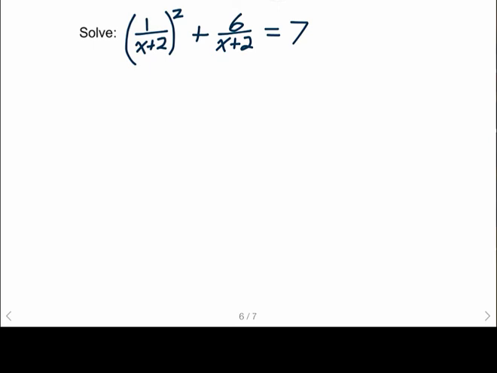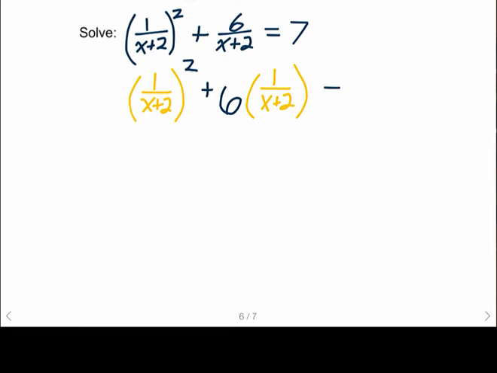I have 1 over x plus 2 squared for the first term. I have 6 over x plus 2 for the second term. I know that that's not the same. However, this can be rewritten in such a way that we do see a common expression. That common expression is going to be 1 over x plus 2. And again, the first term is squared. But I can rewrite the second term as 6 times 1 over x plus 2. Right? I essentially am using a property of fractions.